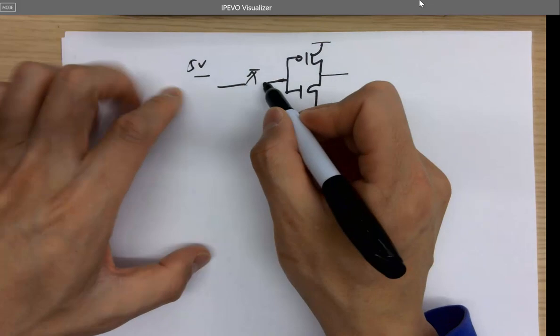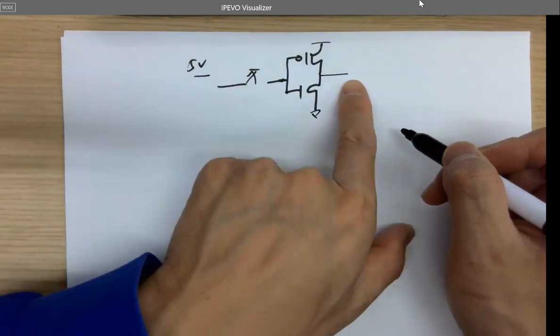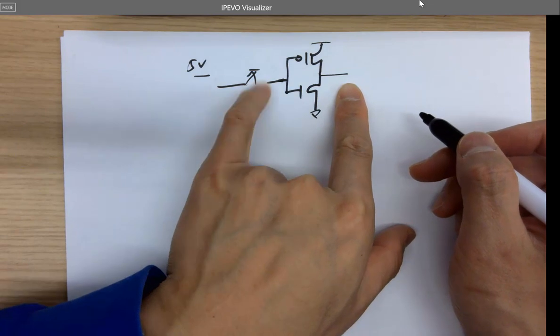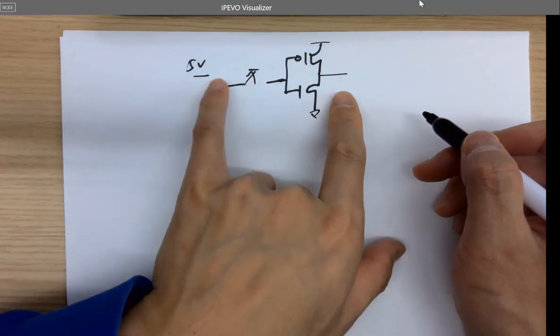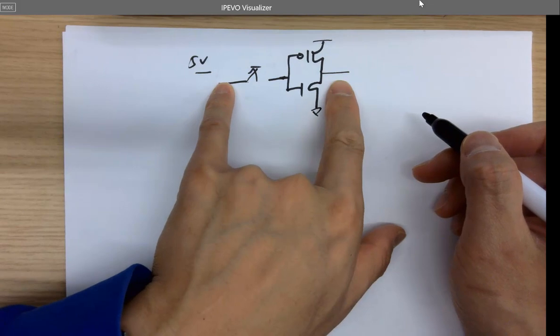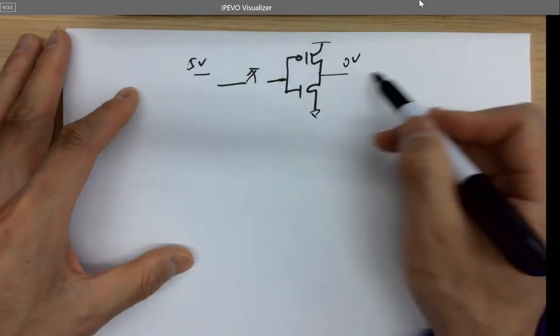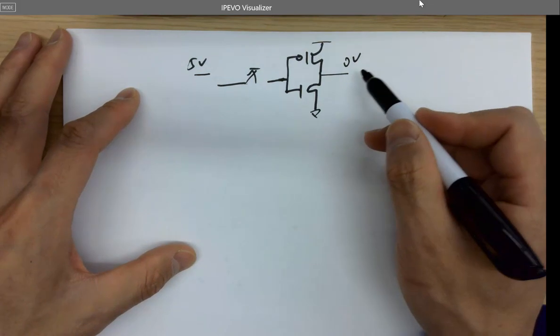If you open the switch at a moment, so when the switch is closed, you have 5 volts at the input. What's the output of the inverter? If the switch is closed, 5 volts is the input. What's the output? 0 volts, right? You don't have any output. You don't have any connection after this inverter.